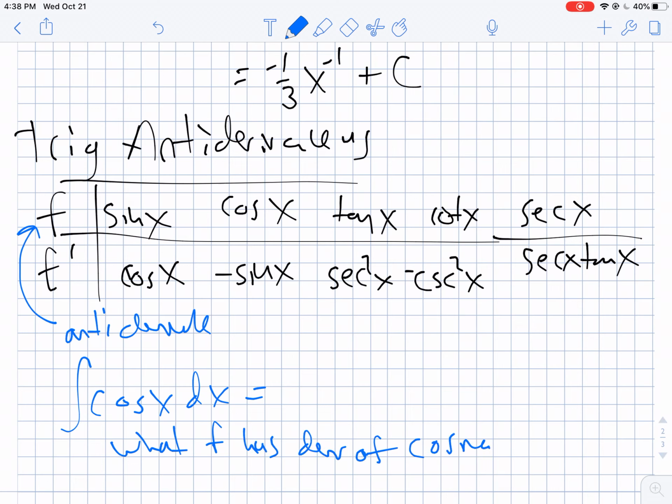So we kind of work backwards on this table. So where do we see cosine here? Okay, so cosine is the derivative of sine. So that means the antiderivative of cosine is sine of x.